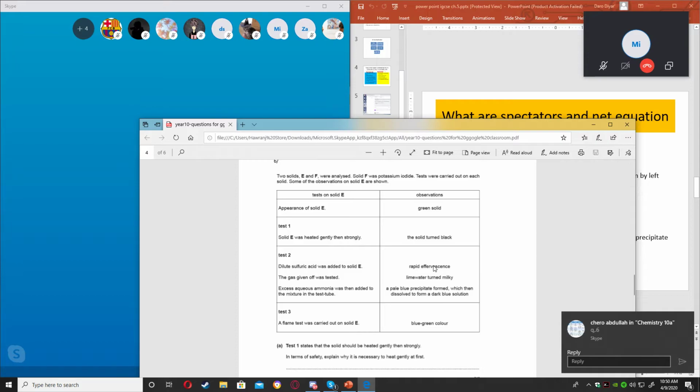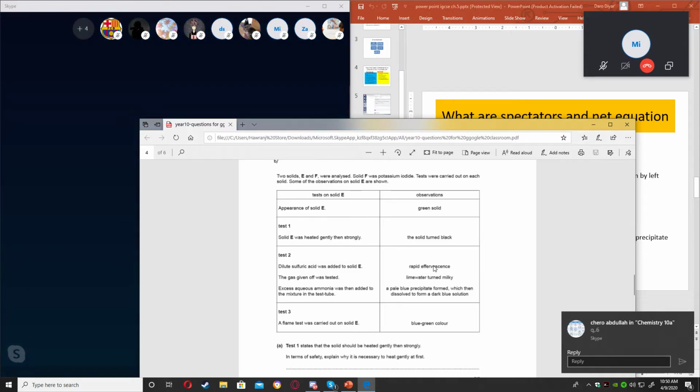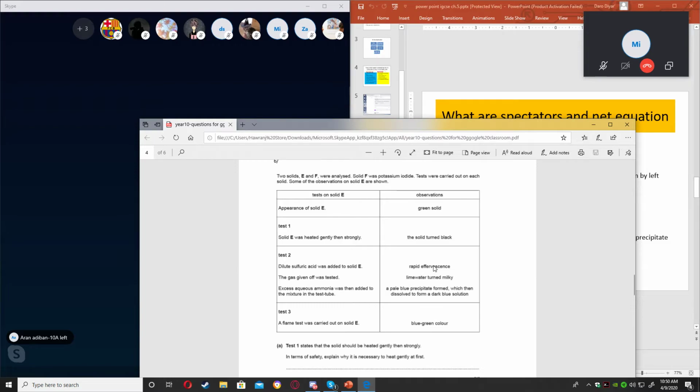Copper has a green color. Then solid E was heated gently. The solid turned black. Black is CuO, which is copper oxide. Copper oxide has a black color. So when it becomes black, it means it becomes CuO, oxidation.